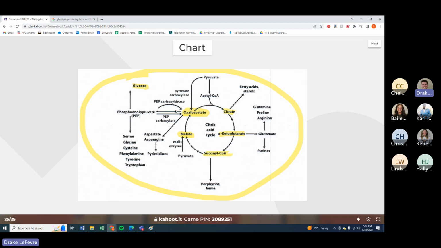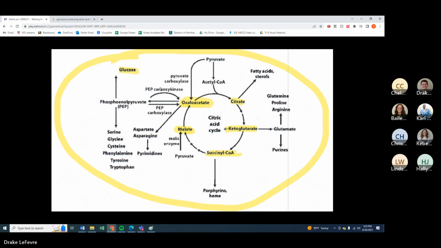So the way that you'll be asked questions on this chart, you might see questions like we just saw before, or something like, what is the name of the enzyme that converts oxaloacetate to phosphoenolpyruvate? That's the PEP carboxykinase. Or sorry, PEP carboxylase is the one that does that. Nope, sorry, I got confused, there's a lot in the chart. PEP carboxylase does the aspartate, asparagine, and pyrimidines. So, like I said, there's a lot here.